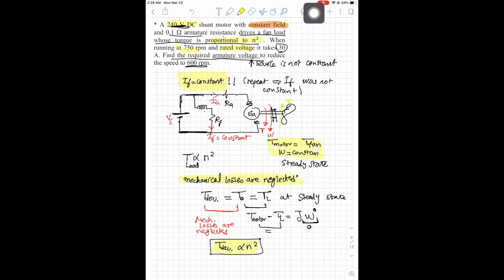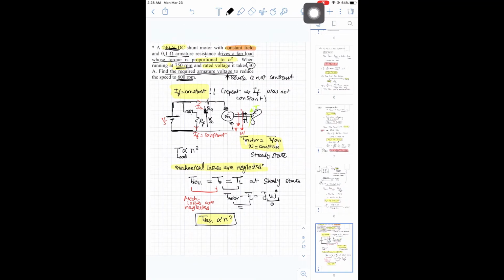So here I field is constant. This means he will change only the voltage here. How he is going to do this, we will learn in our next lecture. So we need to find this V armature so we can change the speed from 750 RPM to 600 RPM. And this is a typical speed control question. Now let's write down what we have here.